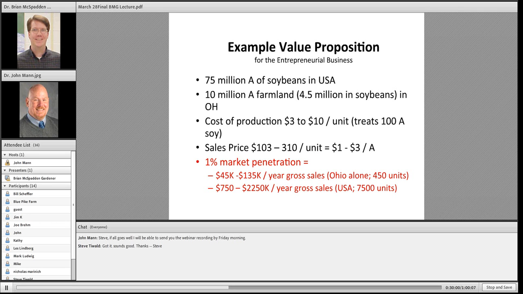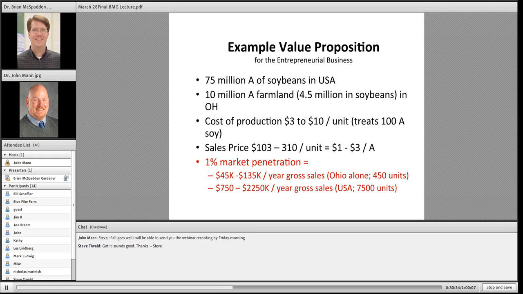And if you recognize that the cost of production for the DAPG producers is going to be somewhere between $3 and $10 per unit, and a unit is able to treat 100 acres of soybean seed, the sale price then, reasonably and conservatively at that dollar per acre, is $103 to $310 per unit if you roll the entire cost of production into the sale price, which gives you again $1 to $3 per acre that the grower would be paying.